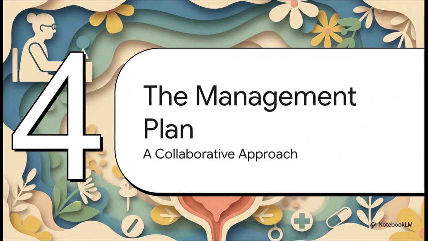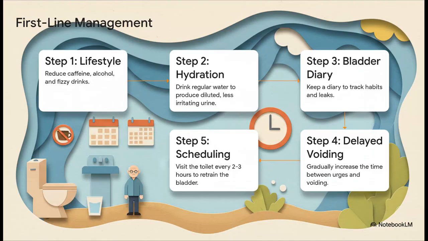Okay, on to the management plan. The key word here is collaborative. This isn't about you just telling him what to do. It needs to be structured, practical, and something you both agree on. So according to the guidelines, the first line of attack is always conservative measures. You need to walk him through each of these steps.